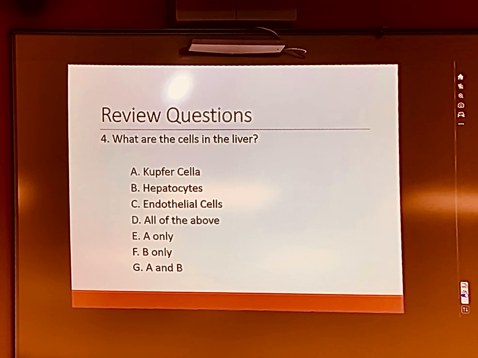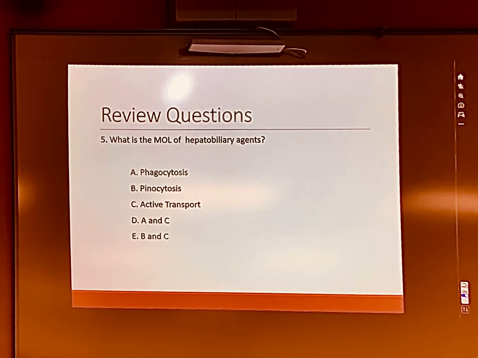What is the method of localization of hepatobiliary agents? B and C. Phagocytosis is sulfur colloid, and we'll get into that later. Right? B and C. Pinocytosis into the hepatocytes, and then active transport to the gallbladder.